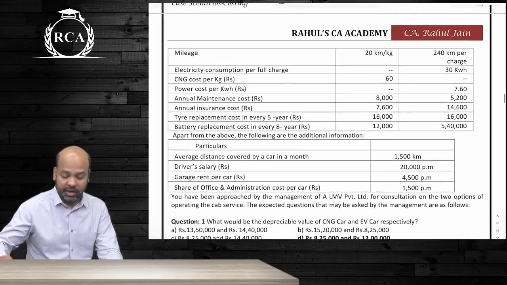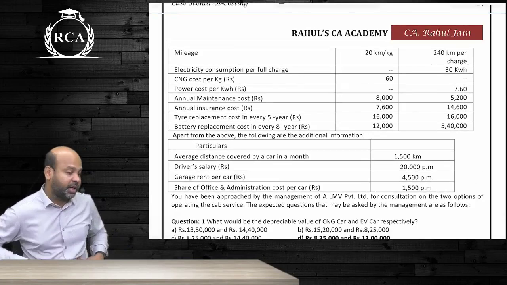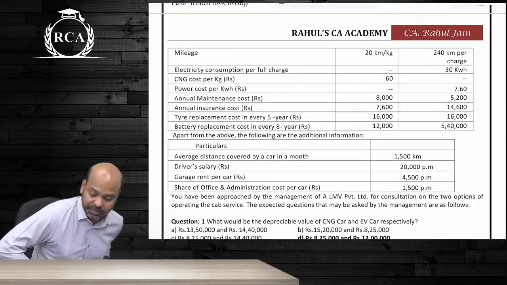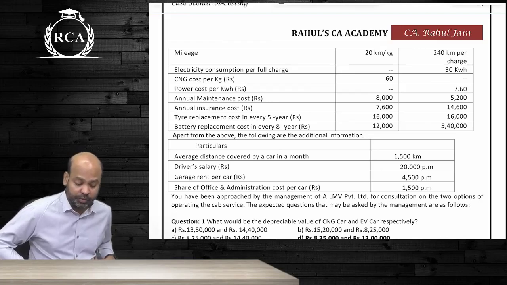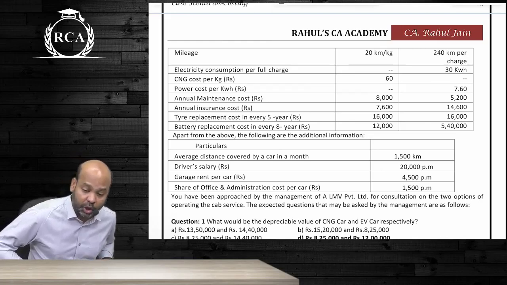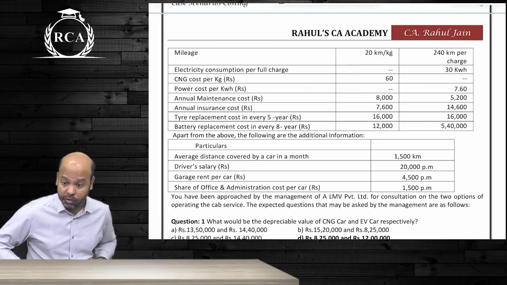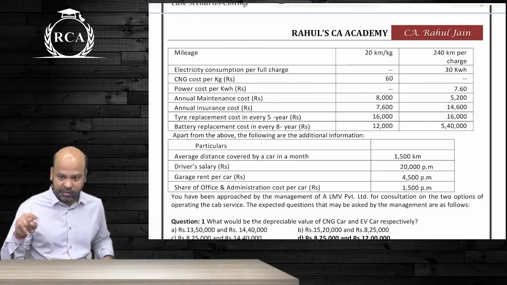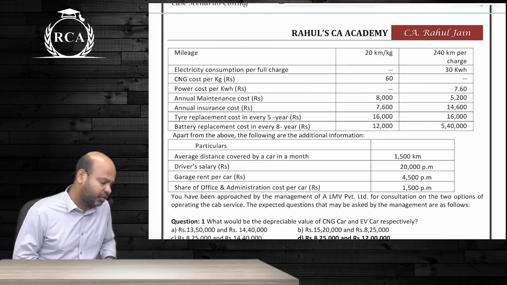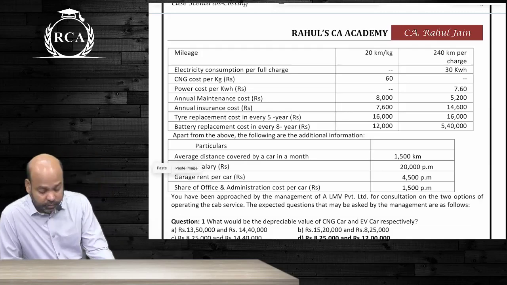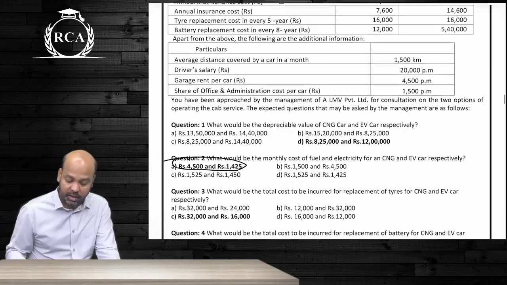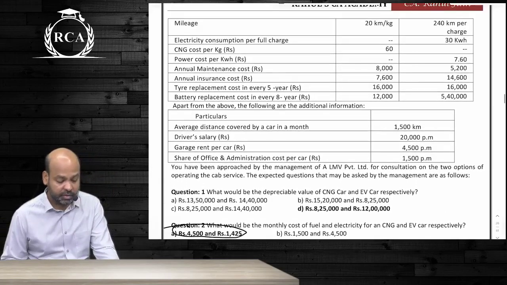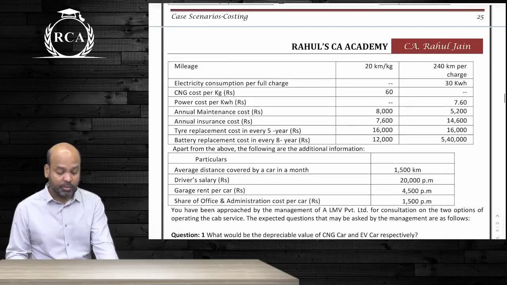For the EV, look, 1500 kilometers divided by 240 kilometers per charge. How many charges do we need? 6.25. 6.25 into 30 kilowatt hours into 7.6 rupees per charge. This is the answer, guys, to the second bit. How much is the power cost and electricity fuel cost, guys? Understood? Now, guys, moving to the next part.